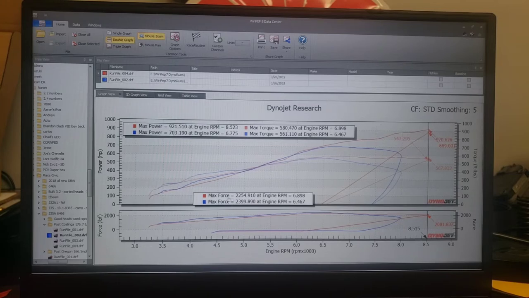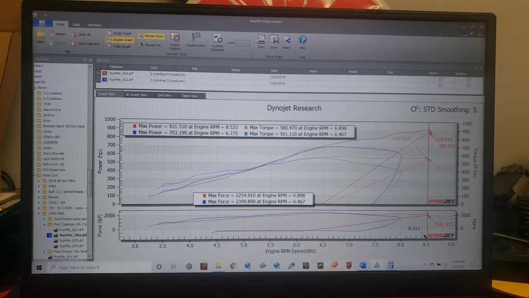Now we come down here, we have force. Dynojet's really cool because it measures the amount of thrust at the tire, that FT term, tractive force. And so we see that the blue line, even though it was slightly less torque, it made about 2,400 foot-pounds to the tire. And the red line made 2,254. So if we were to do some math real fast, we could come up with these numbers.